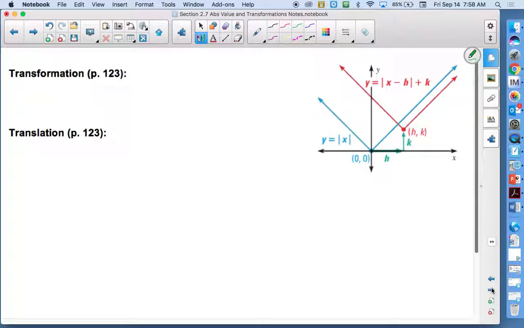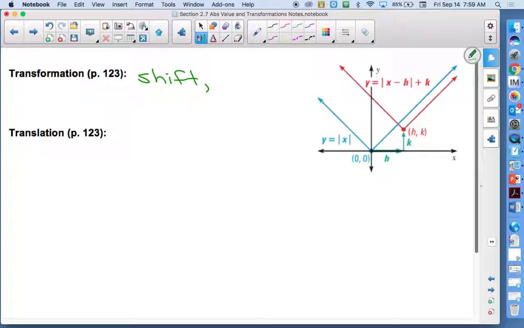try and graph these. Before we get there, there are 2 different terms underneath. One term is a transformation and the other one is a translation. There are actually a bunch of different transformations that we'll look at. So a transformation is a shift. What else could you do besides shift a graph? How could it be transformed?